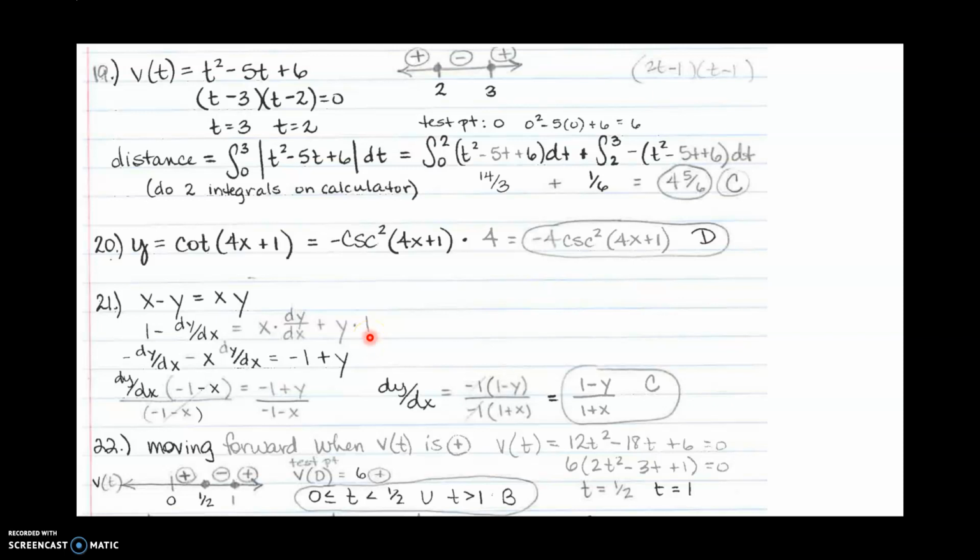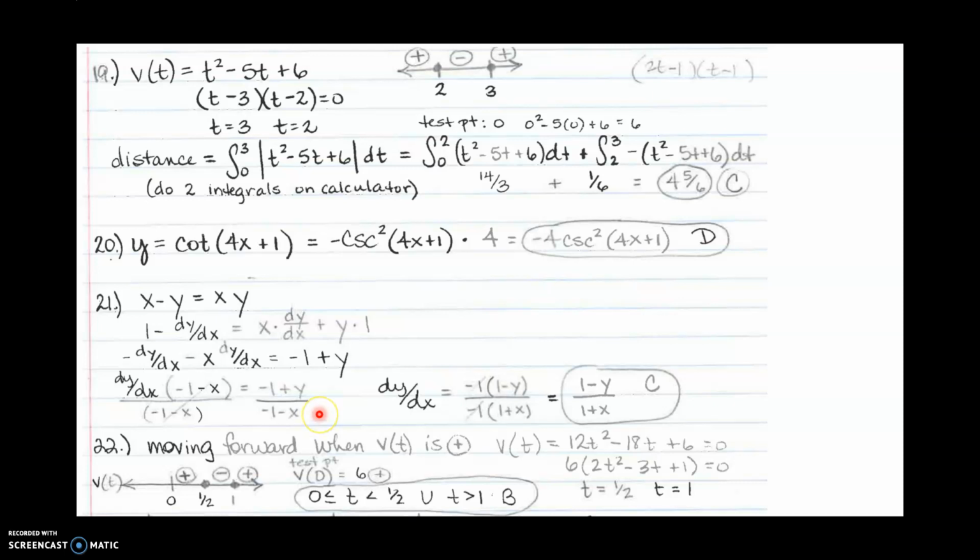Now I'm going to get all my dy dx terms on one side and everything else on the other side. So this 1 is going to subtract over here. The negative dy dx stays here. This x dy dx is going to subtract over here, and my y is going to stay here. So all my dy dx terms are on one side and everything else is on the other side. So now let's factor out that dy dx. If I do that, I'm left with a negative 1 minus x. And so I can divide both sides by that other factor to get dy dx by itself. So that would give me negative 1 plus y over negative 1 minus x.